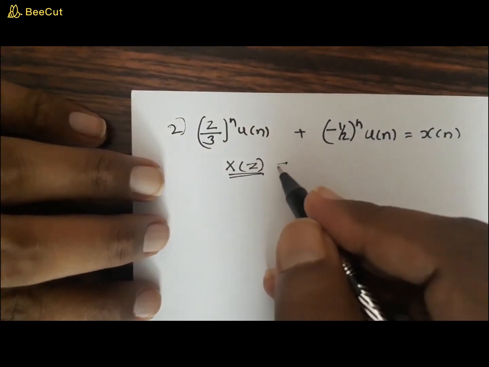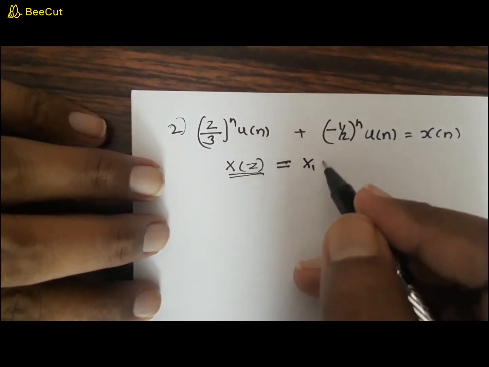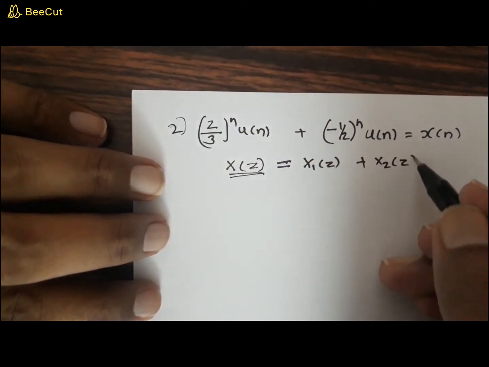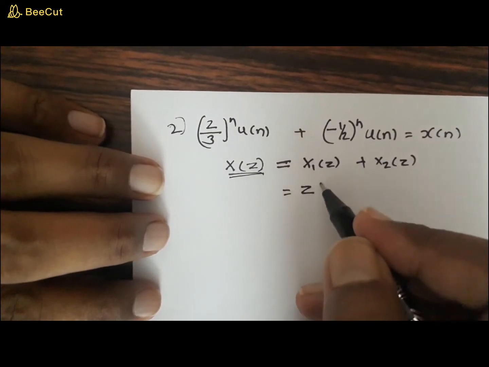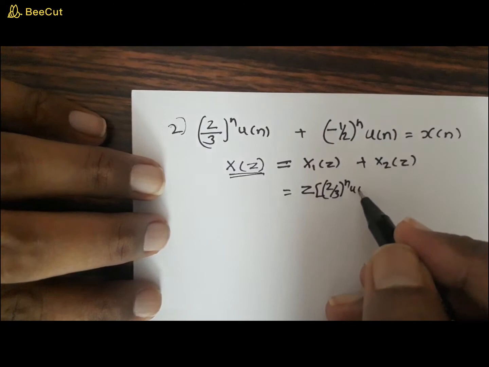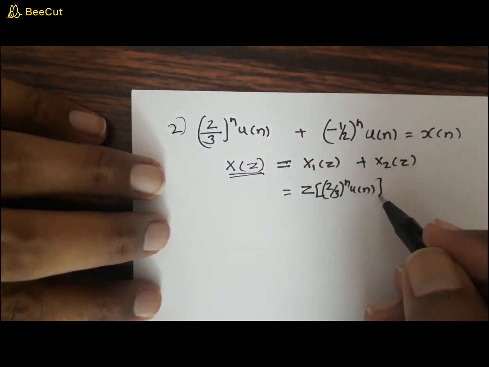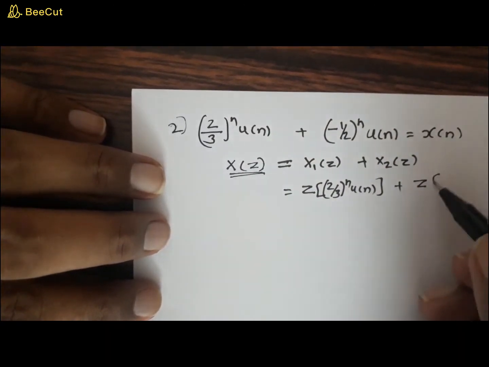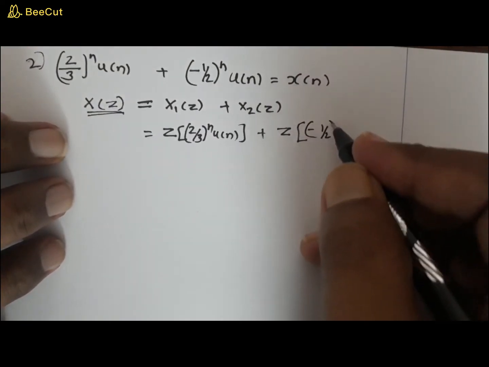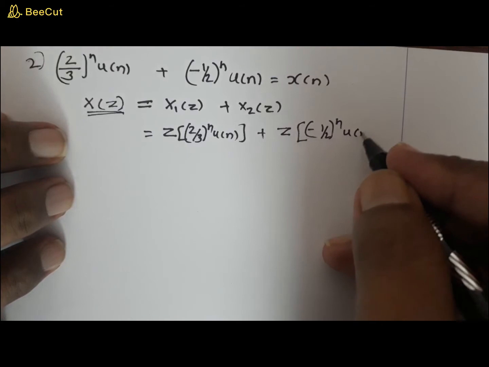What I meant to say is x of z is x1 of z plus x2 of z. What is x2 of z? So this is actually the z transform of 2 by 3, the whole raised to n into u of n, plus the z transform of minus half raised to n into u of n.